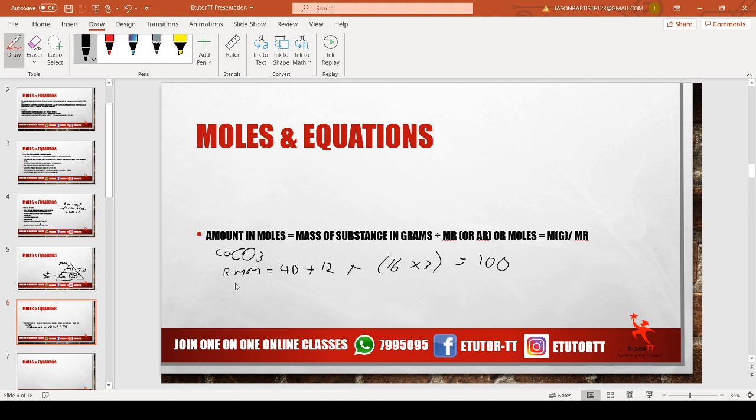So for the grams, little m, let's see how many grams we should use. We'll say 25 grams. So to work out the moles, the mass divided by the RMM, that easy one, which is equal to 0.25 moles. Right? So 0.25 moles of calcium carbonate in 25 grams of it.